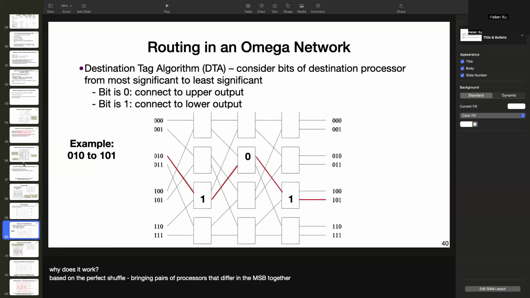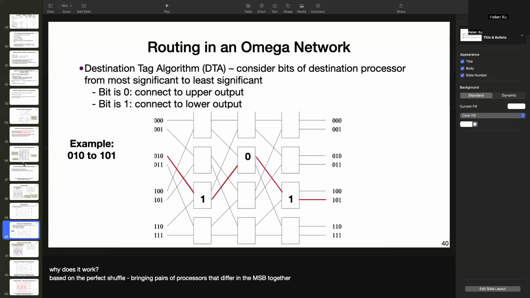One cool thing is that you don't need to look at any information about the source. You just need to route it in an online fashion according to the bits in your destination. So, for example, let's say we want to route from 010 to 101. So we start at 010. Like, we need to know where the source is, but in the routing, we don't look at the source. So we start with 010, and that is connected here.